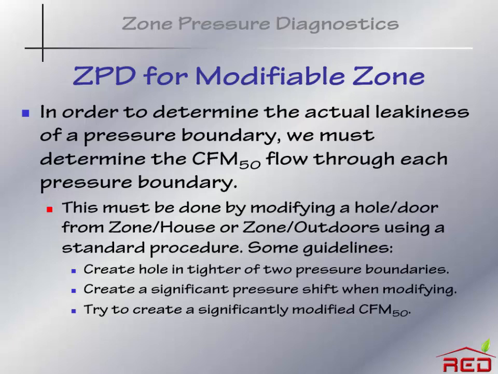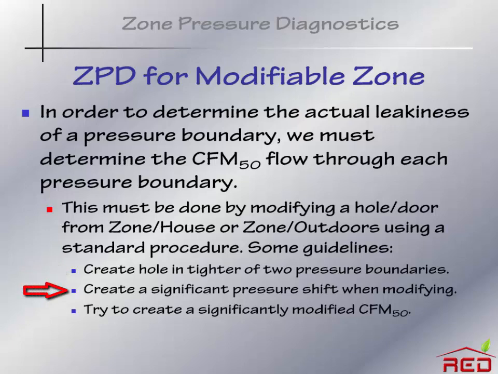Some guidelines here. First of all, create the hole in the tighter of the two pressure boundaries, that is, open a hole such as an attic hatch or open a door such as a door to a garage. As you know, with the red ZPD tool, it is possible to close a hole or close a door. I've only done this once in my time in the field. It's very unusual, but it is good to have that capability with your calculation aid.